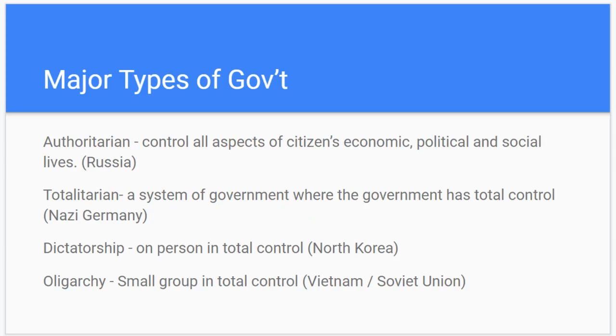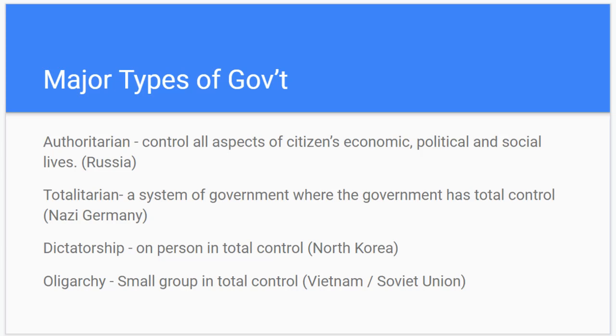Other types of government, before we get into specifics: authoritarian, which controls all aspects of citizens' economic, political, and social lives. In that aspect, we talk about Russia. We'll talk about these in a little bit more detail later. But the government tells you what you have to do, how you have to do it, and when you have to do it.